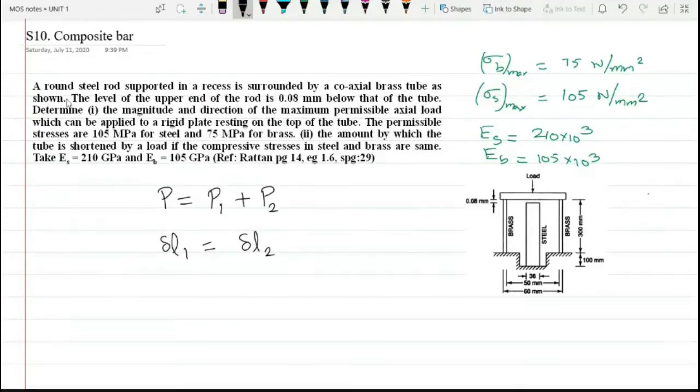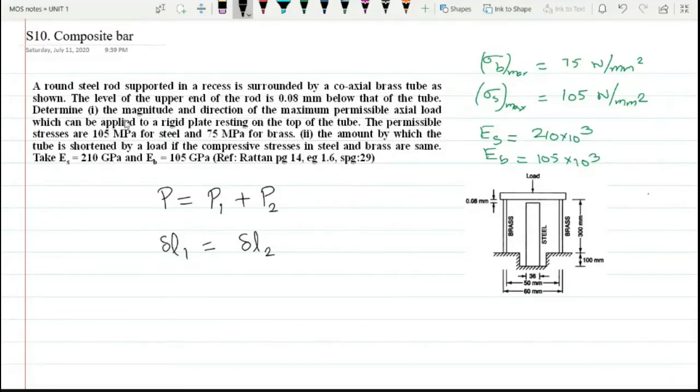It says that you have a round steel rod. In the front view it looks like two bars, but actually it is not a bar, it is a hollow cylinder. When you look at the front view, it looks like two bars. It's a hollow cylinder, so a brass tube, and another cylinder, a solid steel cylinder, is there. The upper end of the rod is 0.08 mm below that of the tube. So your steel is kept 0.08 mm below.